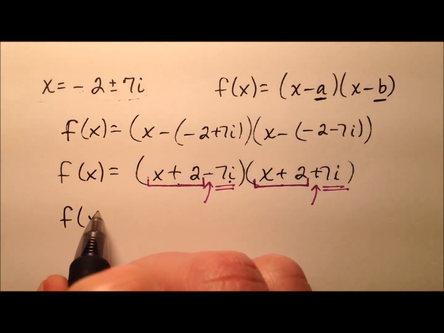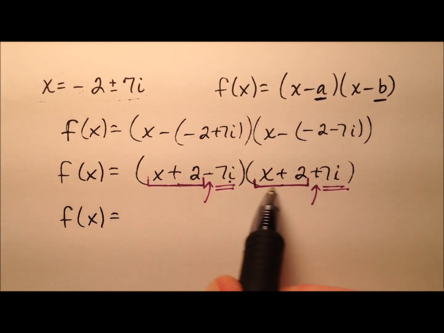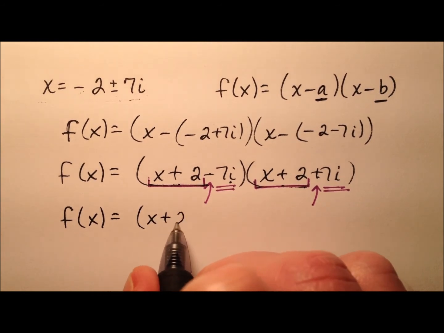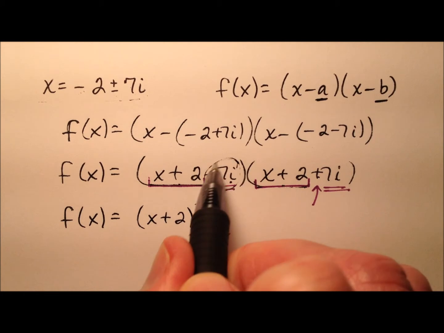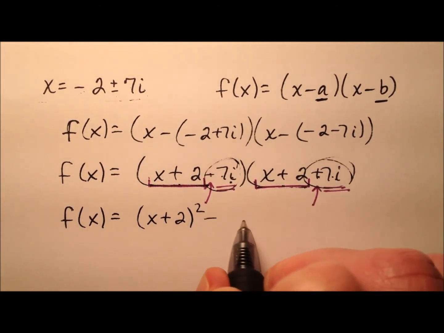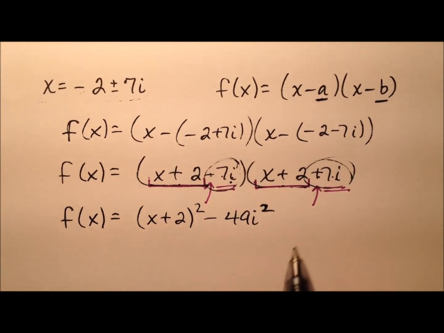So let me show you what you need to do. So when we're multiplying difference of squares, we need to square the first, so x plus 2 squared, and then we're going to multiply the seconds here. So negative 7i times positive 7i will be negative 49i squared.